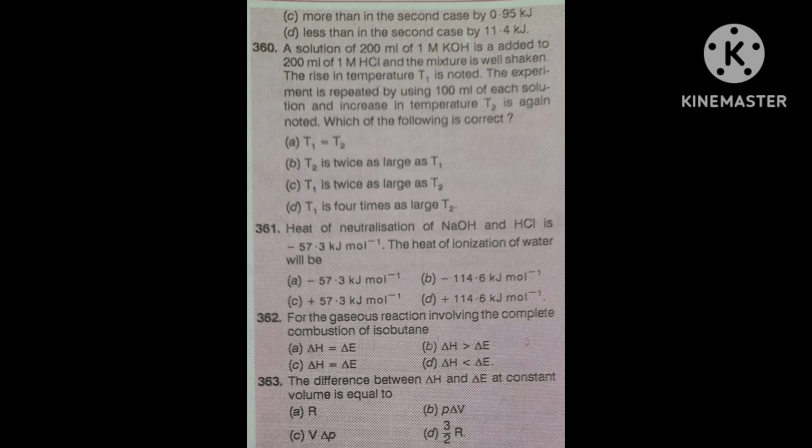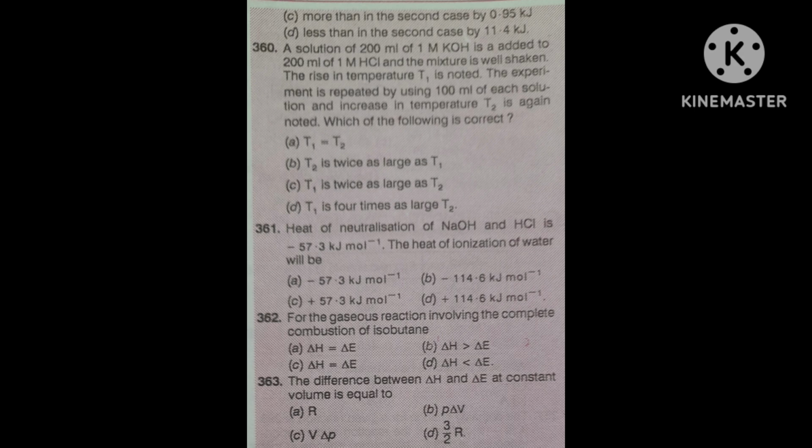Hence the difference will be what? Delta H minus delta E is equal to V into delta P. Delta H minus delta E will be V into delta P. Correct? Hence the correct option is option third.